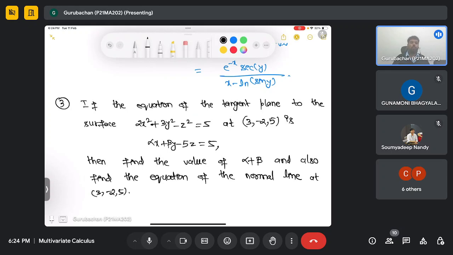So we need to find out the equation of a tangent plane. Then we can find out what alpha and beta are. Then we can find out this alpha plus beta. And following that procedure, we also need to find out the equation of the normal line. So let's try first. Try it yourself. Then I will let you know. Please try this question.